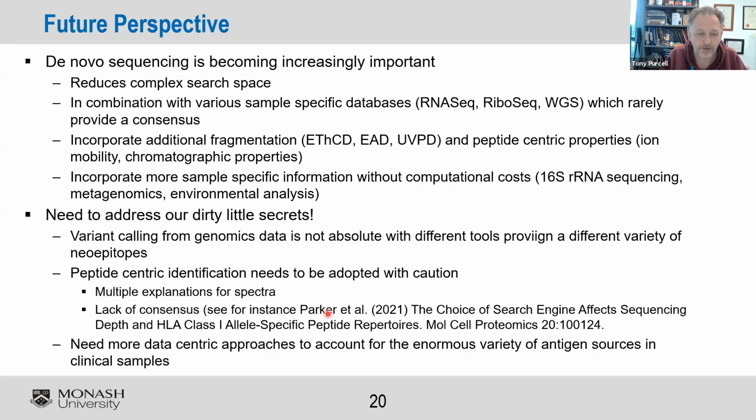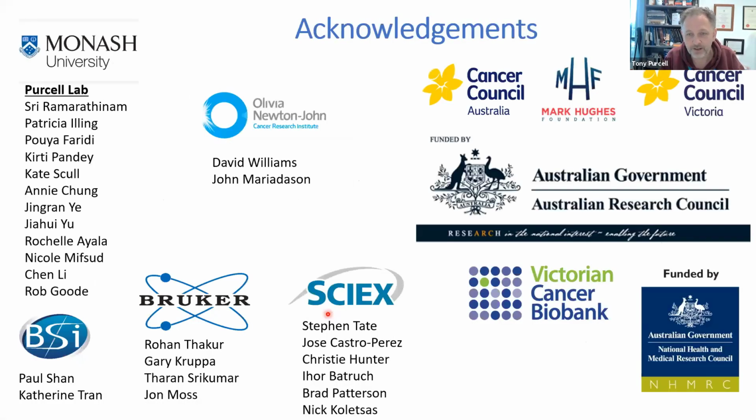And I think that we really need more data-centric approaches to really tap into this enormous variety of antigen sources, particularly in clinical samples. And the challenge really for BSI and other vendors is, how do we maximize confidence in our identification? And are we ever going to get to the point where a list of peptides spat out by a search engine can be taken totally at face value, or are we always going to have to go back and do some form of validation?